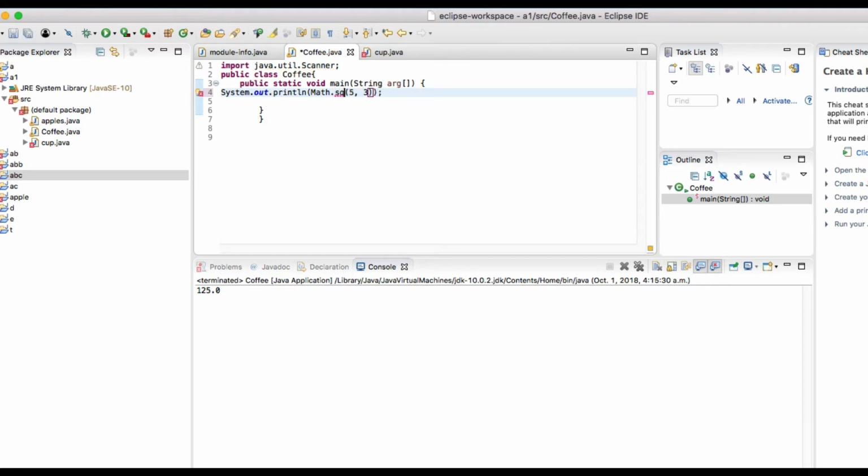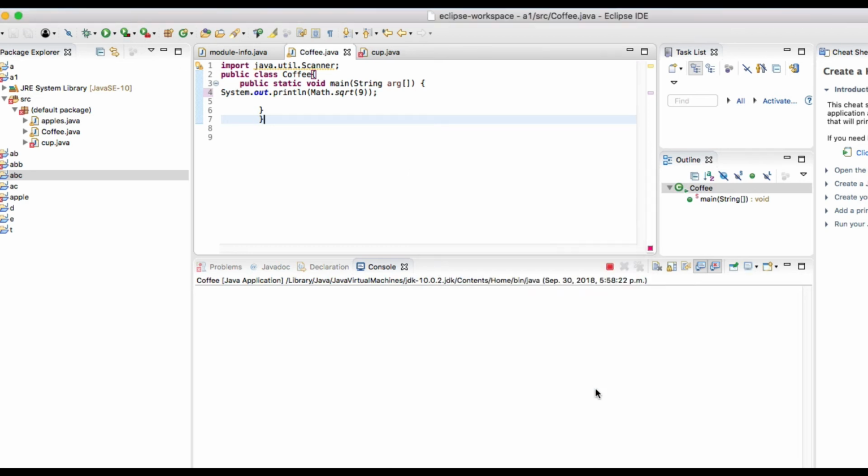And also we can do the square root, Math.sqrt. If I put 9, it's going to find the square root of 9, and that's going to be basically 3. Okay, there's something wrong here. There's an error showing up. I didn't close this bracket. Okay, let's go and run this one. Square root of 9 is 3.